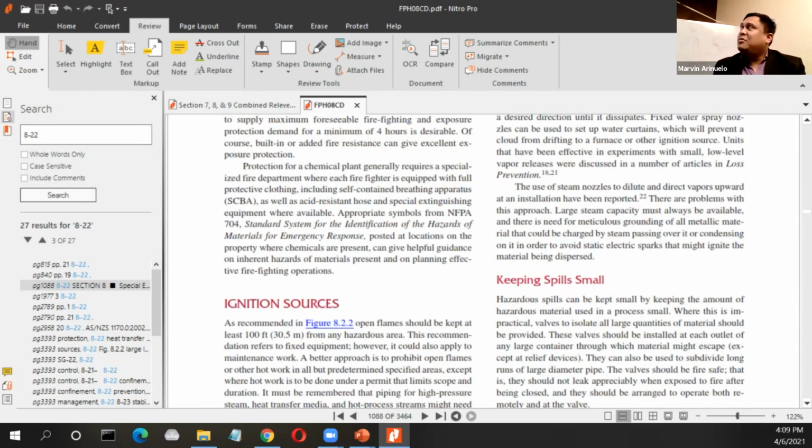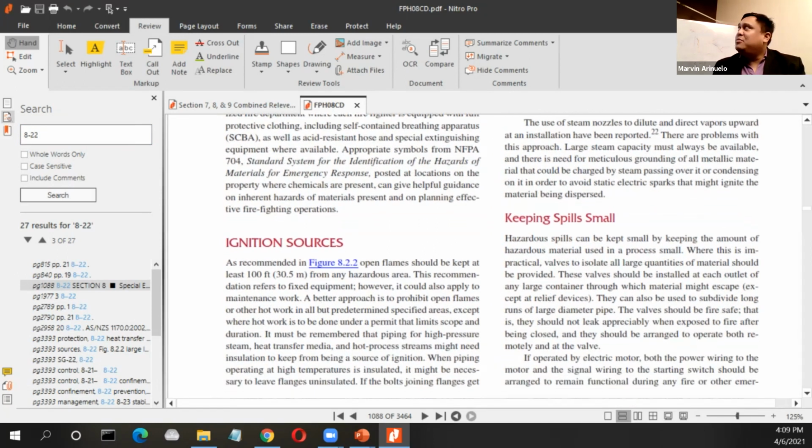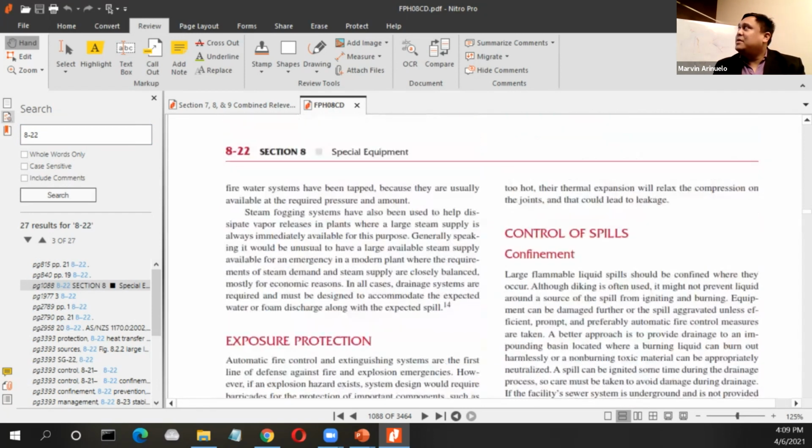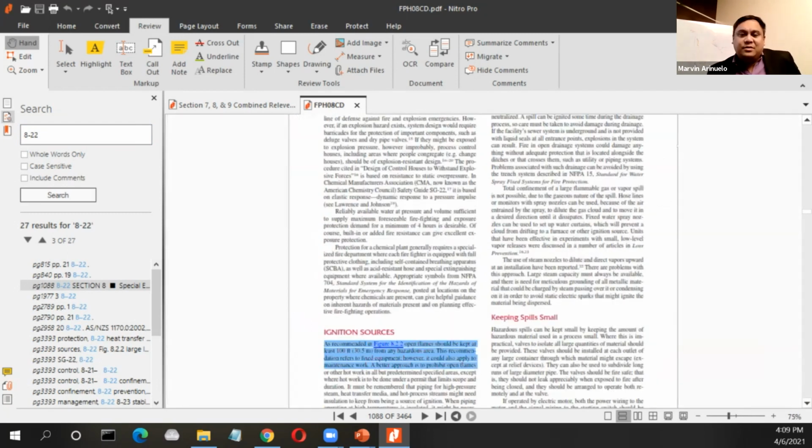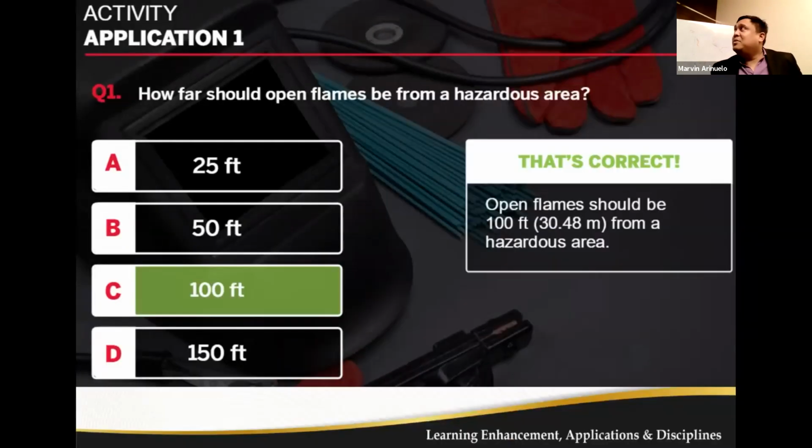Okay. As recommended, open flame should be kept at least 100 feet from any hazardous area. 30.5 meters. Okay. So we'll go back to the question. So the answer is 100 feet. Open flame should be at least 30 meters from a hazardous area.